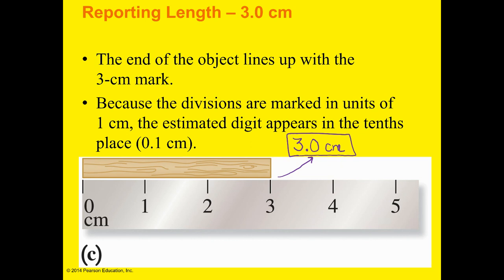We cannot say 3.00 centimeters, though, correct? Because it's not that well marked. It's only marked in the ones. So the guess is in the tenths.